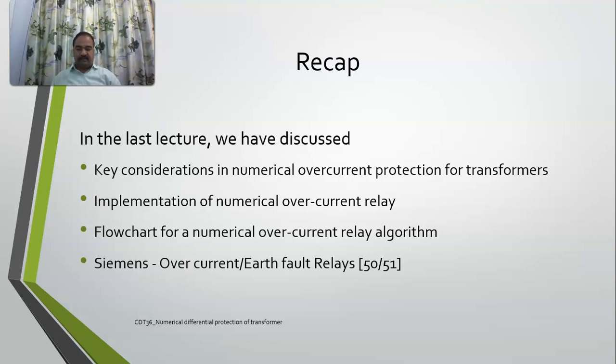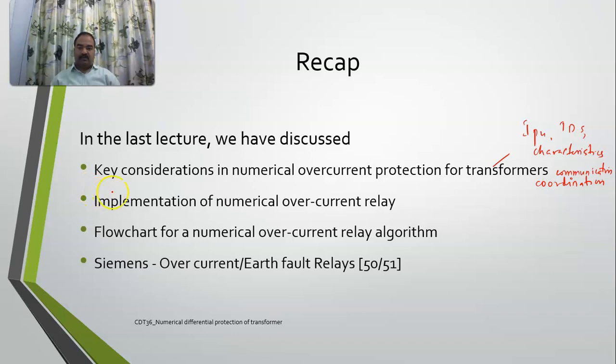We have seen that we need to consider the pickup currents, the characteristics of the relay, the time relay setting, whether there is any communication, which type of communication protocol we want to use, and coordination with other existing relays. All these things we need to consider before we design a numerical overcurrent protection for transformers.